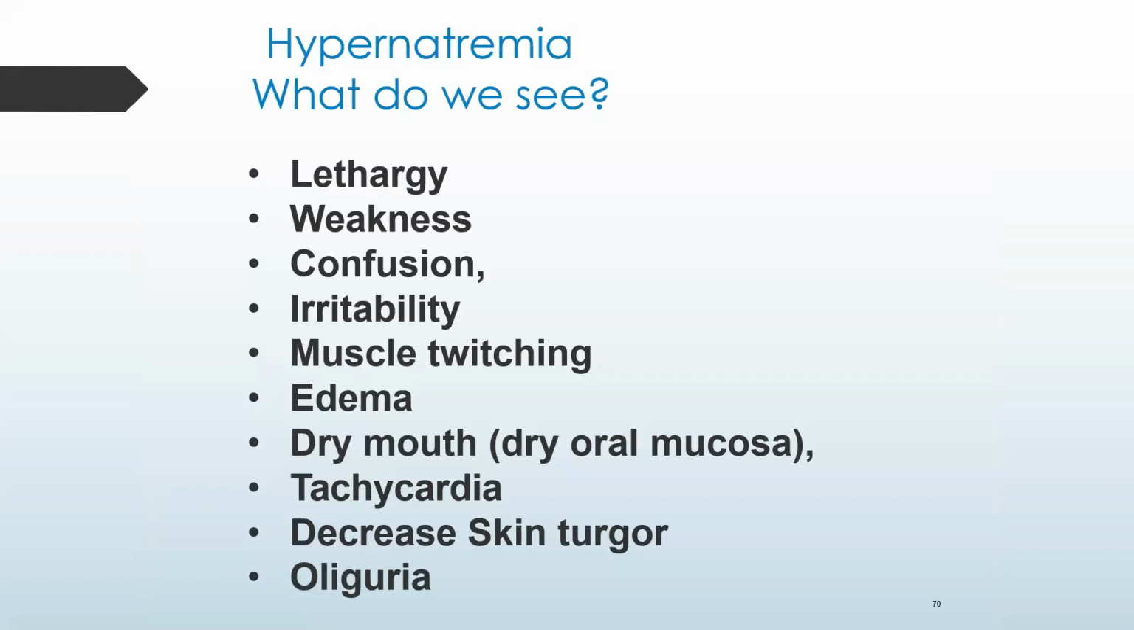Although symptomatic hypernatremia is rare, it does occur. When symptoms do occur, they are primarily the result of water shifting out of the cells and into the extracellular fluid, which results in shrinkage of cells, leading to neurologic manifestations. So what are you going to see?